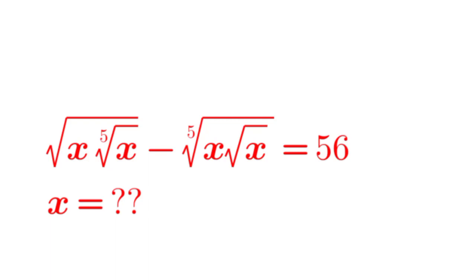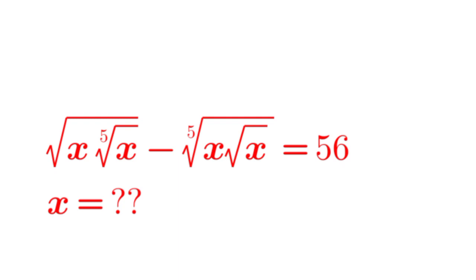So in today's video, we're going to try solving this question. And it says, when the square root of x multiplied by the fifth root of x minus the fifth root of x multiplied by the square root of x is equal to 56, then you have to solve for x.